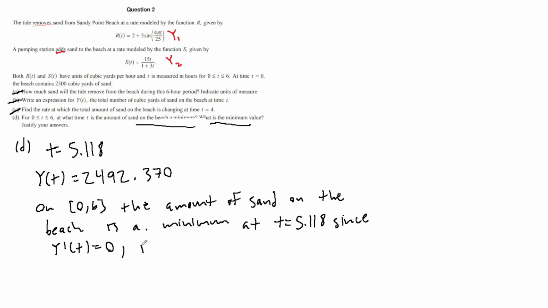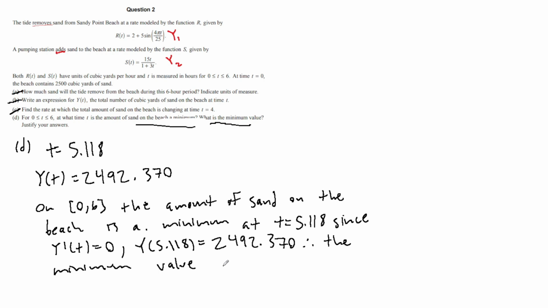And then y of 5.118 is equal to 2492.370. Therefore, the minimum value of y of t on 0 to 6 is 2492.370. And in question D, there's no mention of any units, so we don't have to worry about saying units. So that's the answer for the last part of the question.